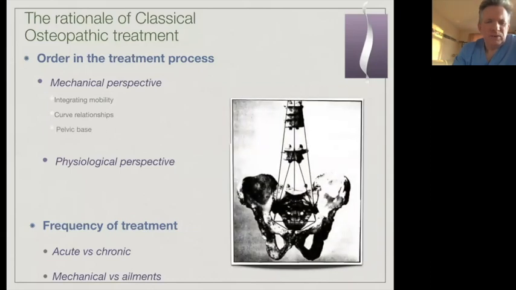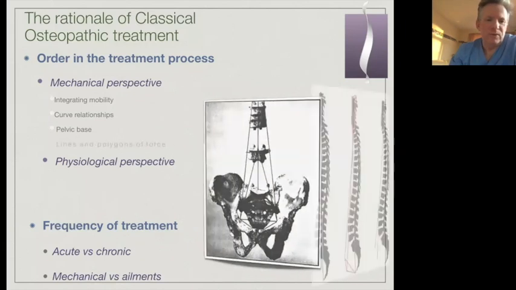Very important in our classical osteopathic thinking, again, is the foundation line, the base triangles of the pelvic area. We talk about the pelvic base, the foundation, and the spine and so on. That's very important in our work. But again, it has to be put in perspective and understood in terms of its importance.